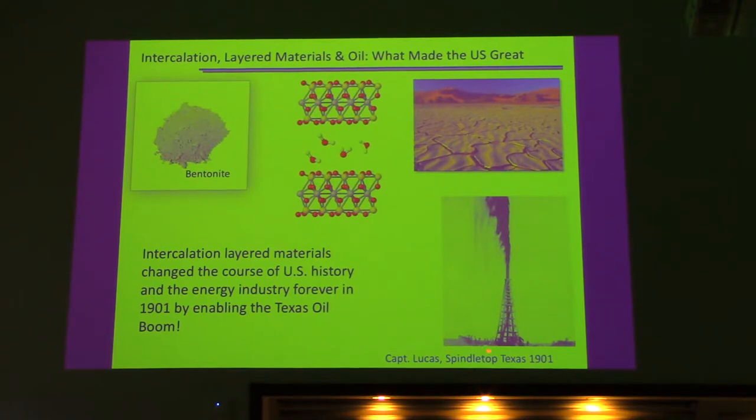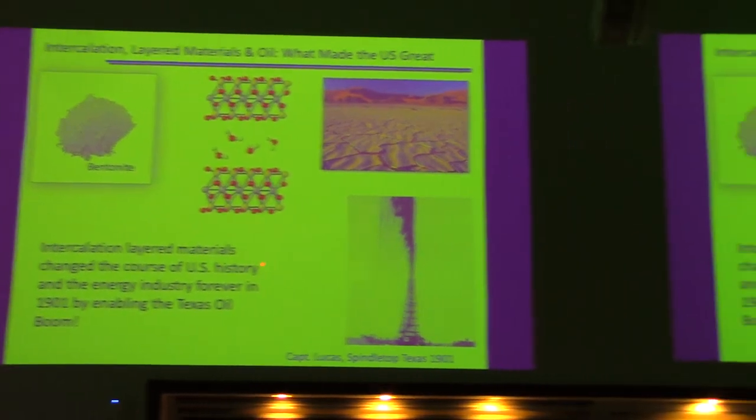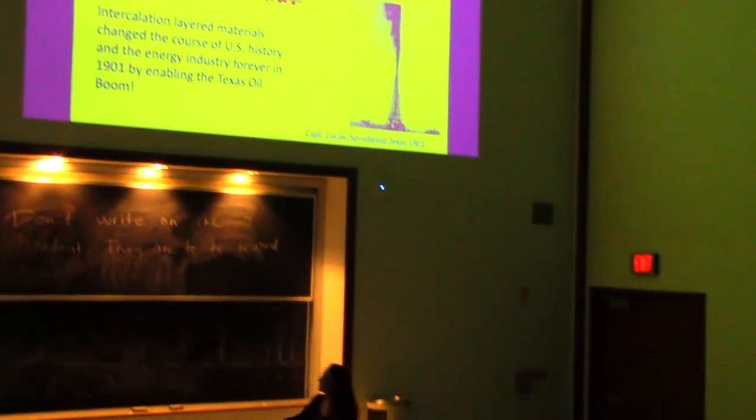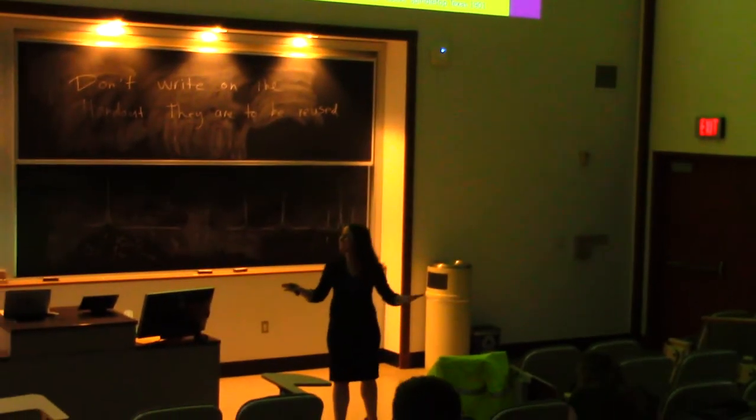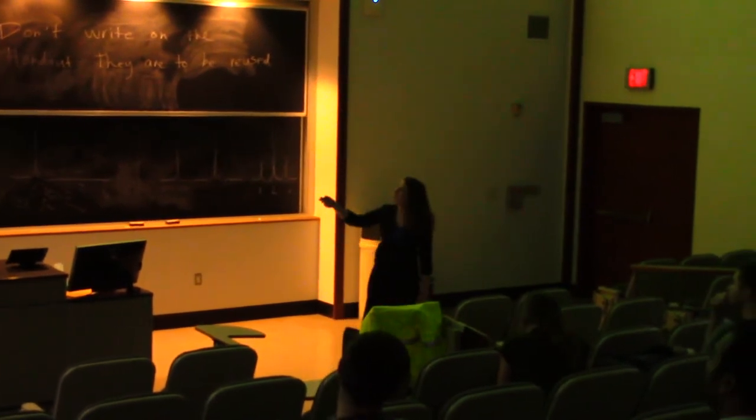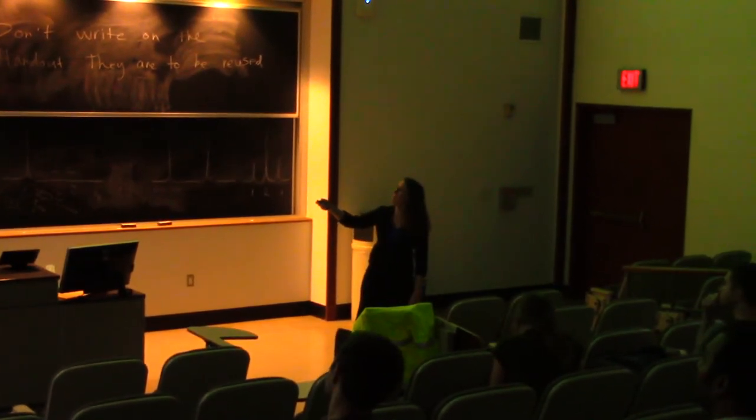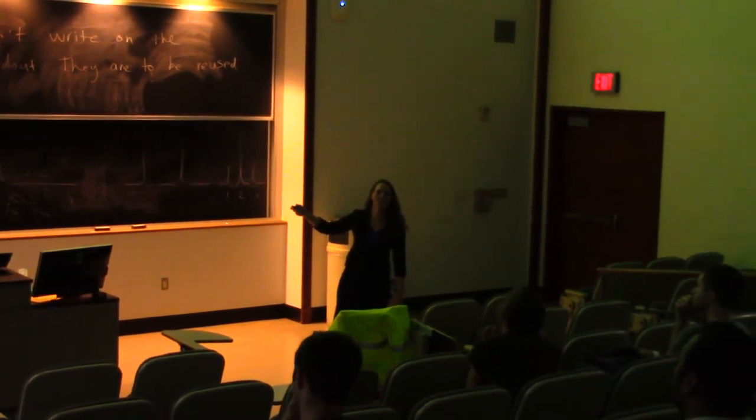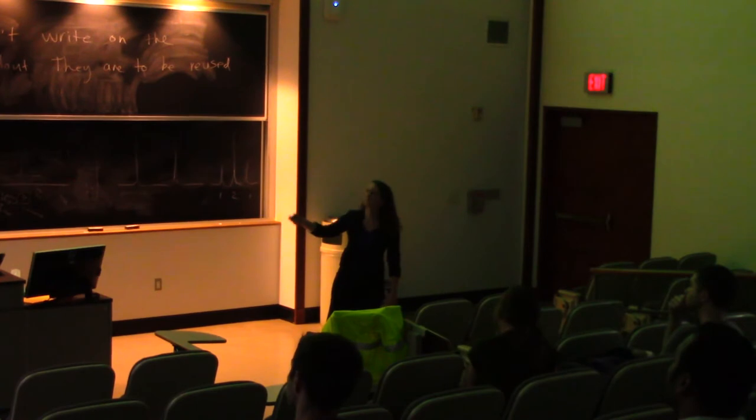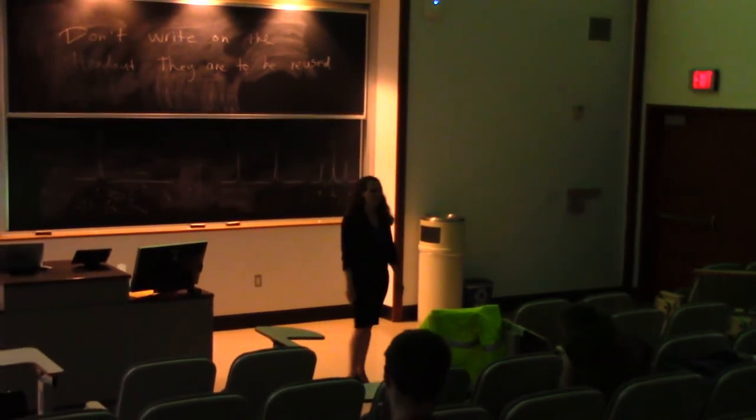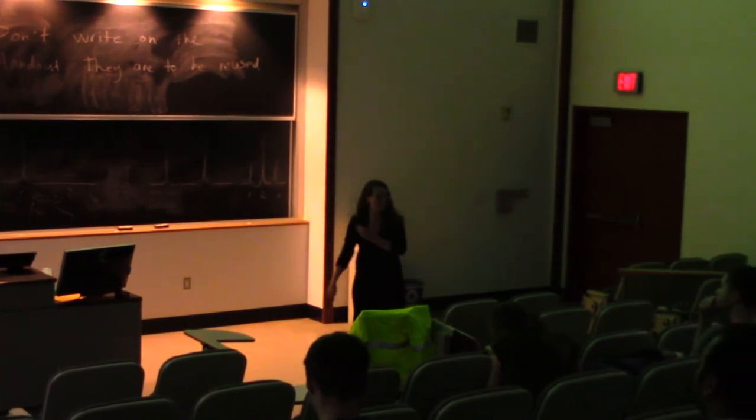January 1st, 1901. This is Texas. I don't have to tell you what happened. He struck oil. Anthony Lucas forever changed the course of U.S. history and the energy industry. And why did this work? Well, there were cows out there, there's bentonite here, and there was water. And the water intercalated into layers, making this the perfect solid lubricant. So yeah, layered materials have already changed the course of U.S. history. They've been a critical element in energy technology since the very beginning.